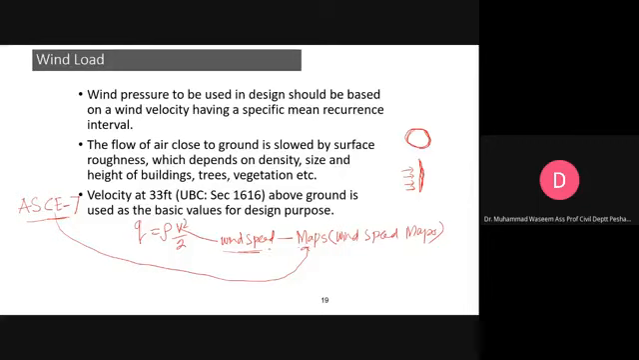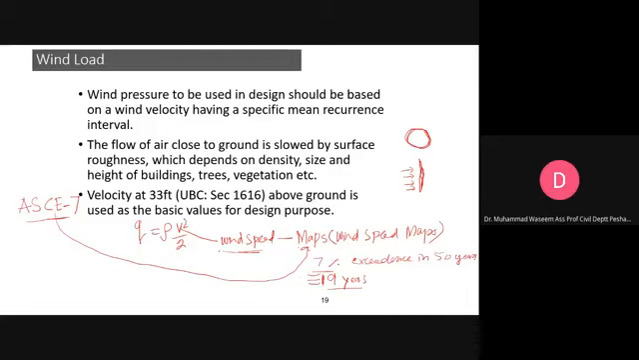So these maps have been developed for a 7% chance of occurrence in 50 years. So you should design your structure for the wind speed which corresponds to a 7% chance of occurrence in 50 years, or it should have a return period of approximately 700 years. You should use that wind velocity for design of your building.